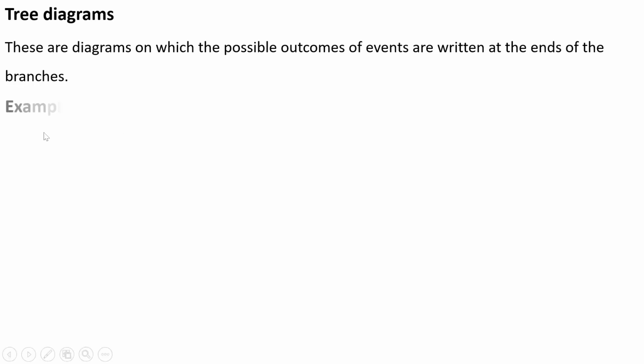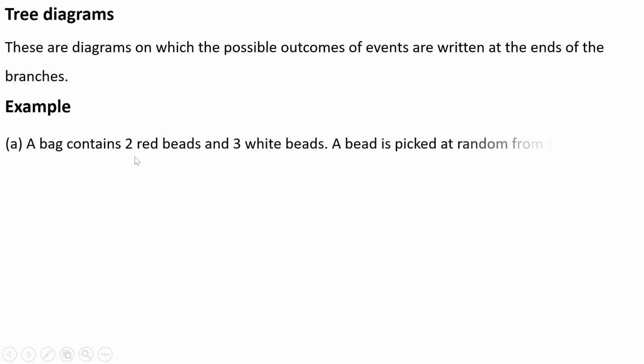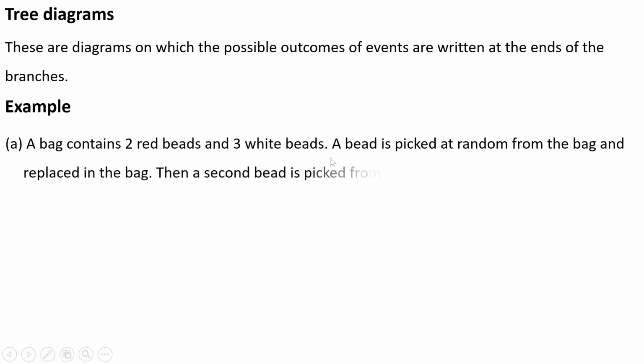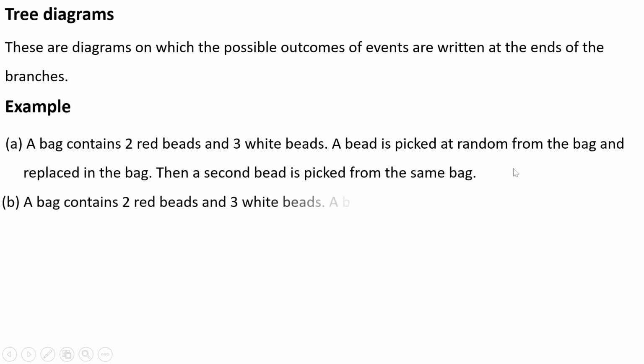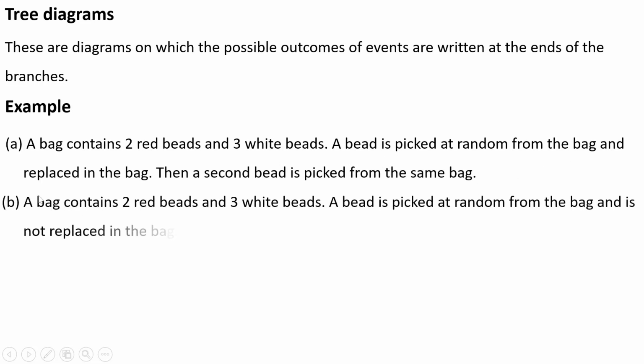We have this example which says: A, a bag contains 2 red beads and 3 white beads. A bead is picked at random from the bag and replaced in the bag. Then a second bead is picked from the same bag. B, a bag contains 2 red beads and 3 white beads. A bead is picked at random from the bag and is not replaced in the bag. Then a second bead is picked from the same bag.